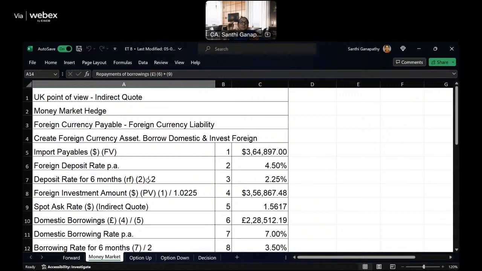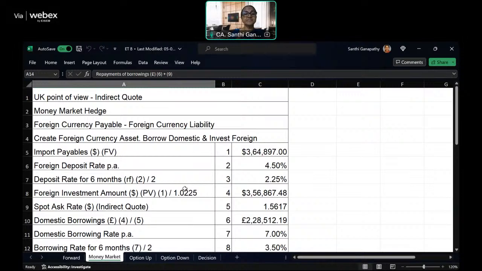What is the amount of import payable? You want to invest in the foreign country. How much interest will you get? Therefore, how much should you invest now in order to get 3,64,897 along with the interest? It is enough if you invest less. We want to find the present value. Present value is always future value divided by 1 plus RF.